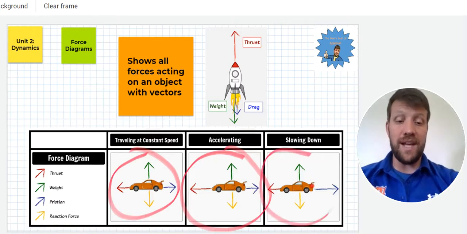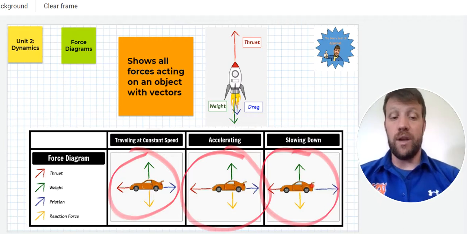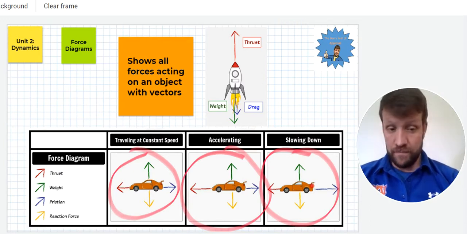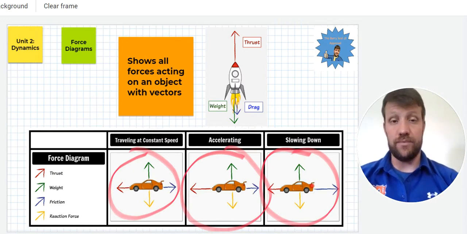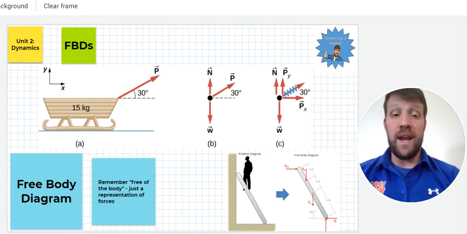And then here for this last one, the opposite is happening. We've accelerated too much. It's time to hit the brakes, and now we are slowing down. And so you see the greater force vector in the negative direction there, in the opposite of motion, that is slowing it down. All right, from there, we have force diagrams.